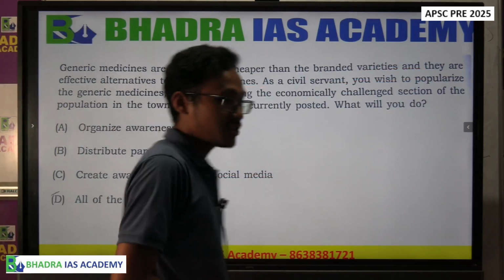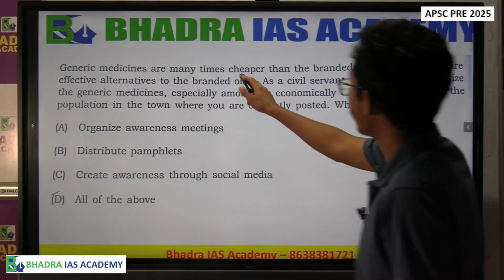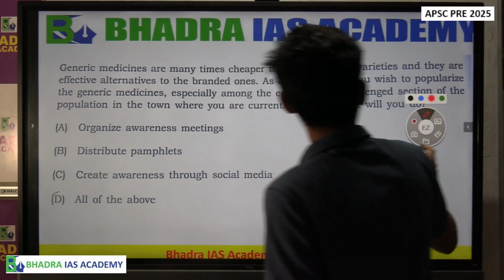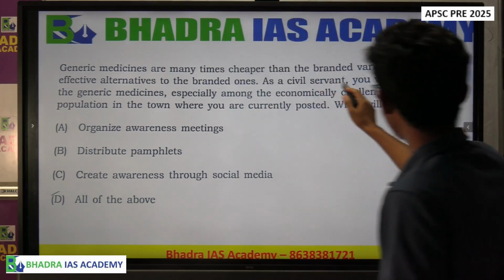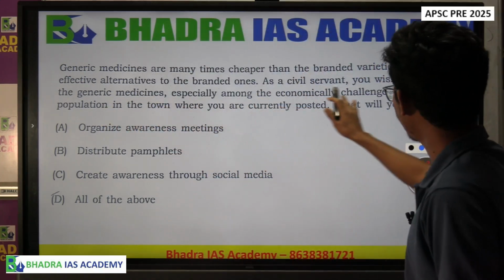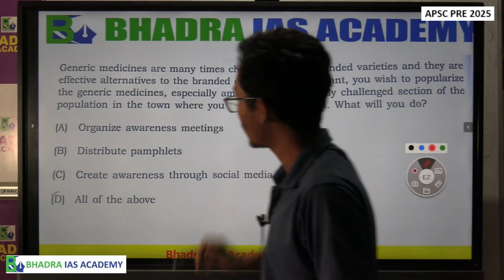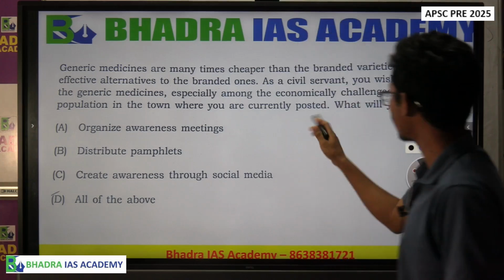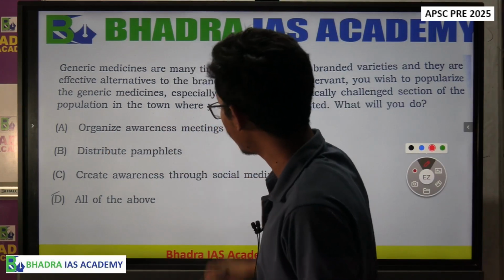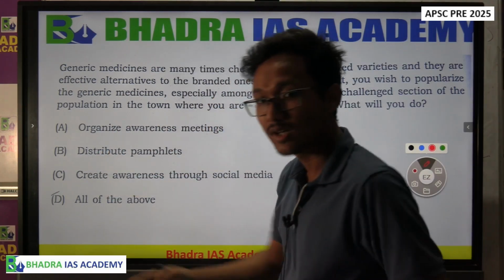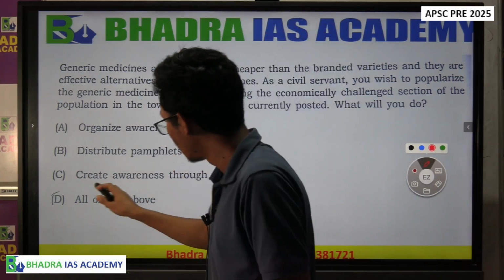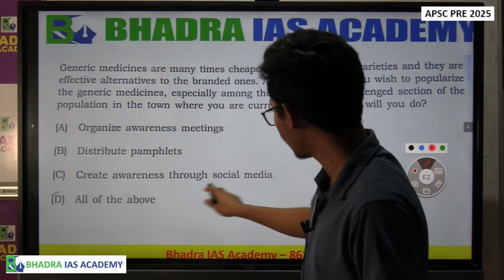So next, generic medicines are many times cheaper than the branded varieties and they are effective alternatives to the branded ones. As a civil servant, you wish to popularize the generic medicines, especially among the economically challenged section of the population in the town where you are currently posted. What will you do? So options is organize awareness meetings, distribute pamphlets, pamphlets mane like horo kagos. So create awareness through social media, all of the above.